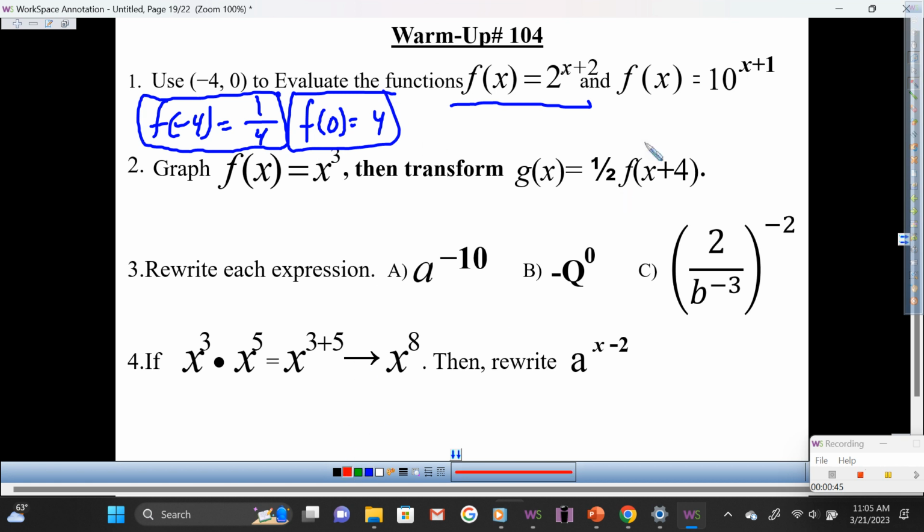So now let's go to the function f of x equals 10 to the x plus 1. I need f of negative 4. What did you get for f of negative 4? 1. 1 over what?